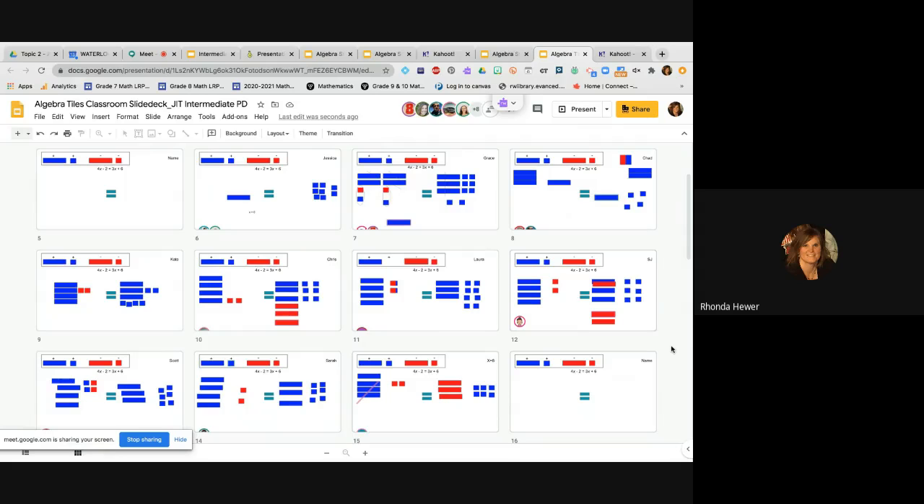So this is why we started with integers, right? We wanted to have this understanding of 0 pairs because a lot of you are using 0 pairs right now, and that's important. And we also started with integers because, as you can see by those curriculum expectations, you are embedding integers now all the way throughout the year.